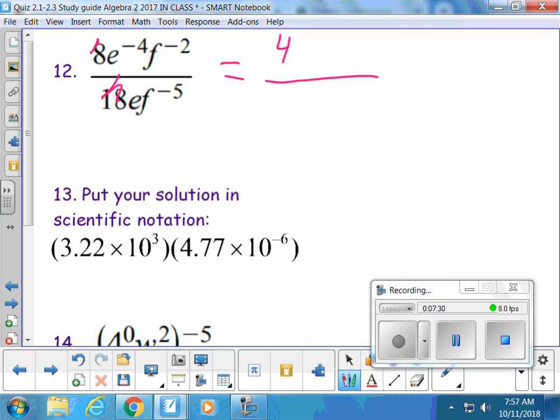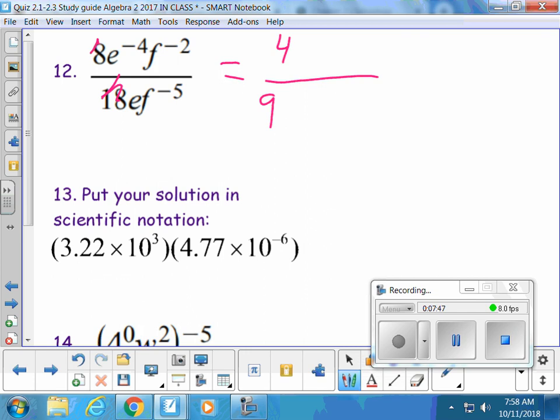18 divided by 2 equals 9. So 4/9 is the fraction part of it. All right, so we have that little song, flip and make it positive, but don't get too hog wild. You only need to flip things that have negative exponents.